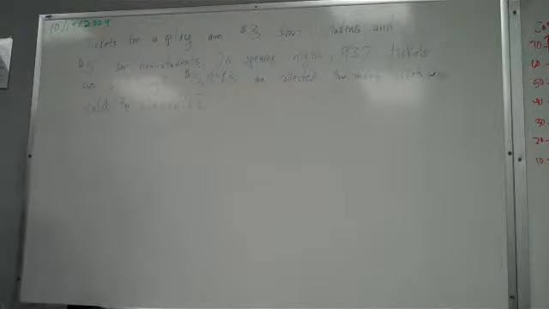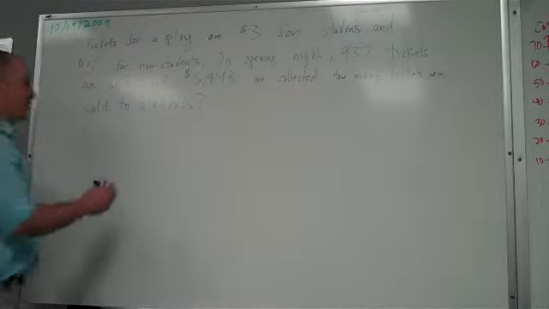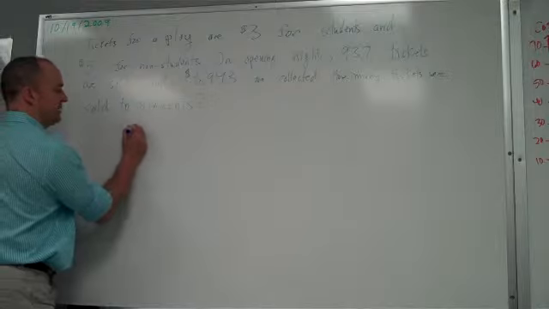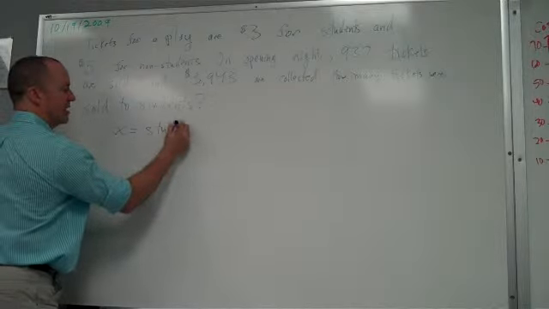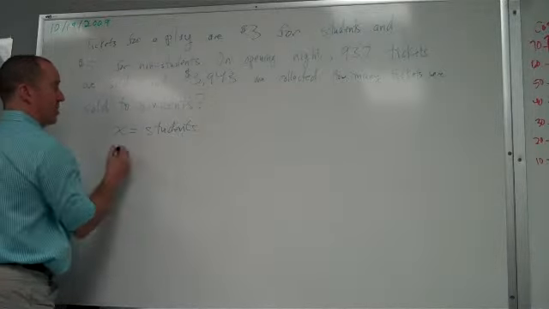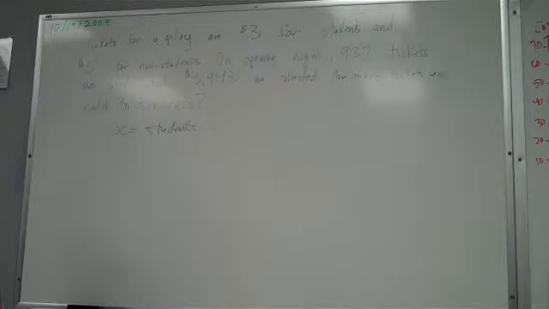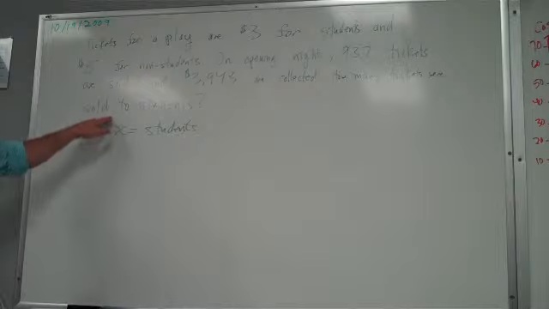What are we going to label x? What are we going to label y? Students are x. What's the reason for that, though? For labeling x as students? Well, because we're trying to find out how many tickets were sold to students. So that's going to be our variable. It's going to be our unknown.